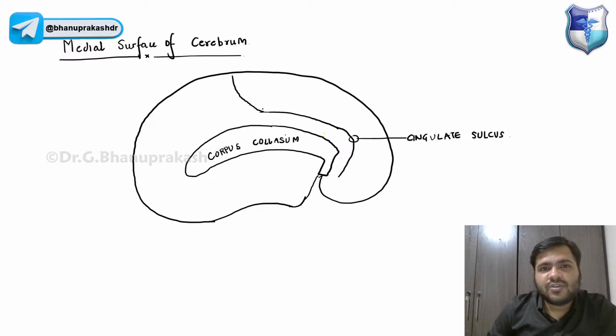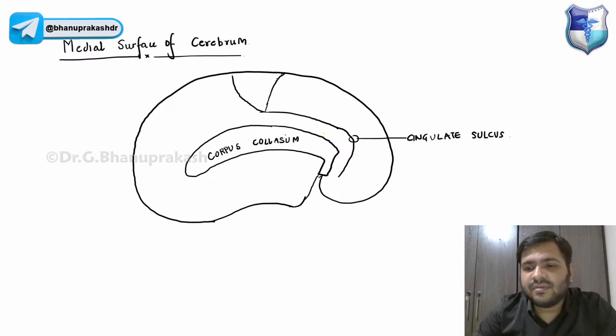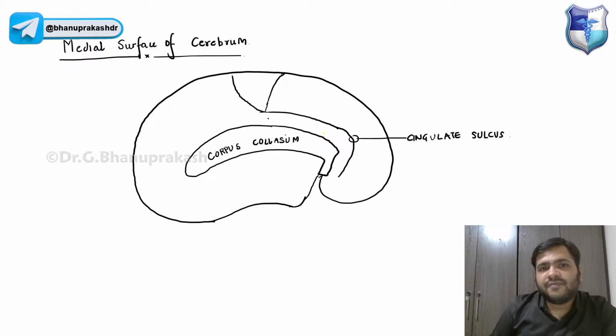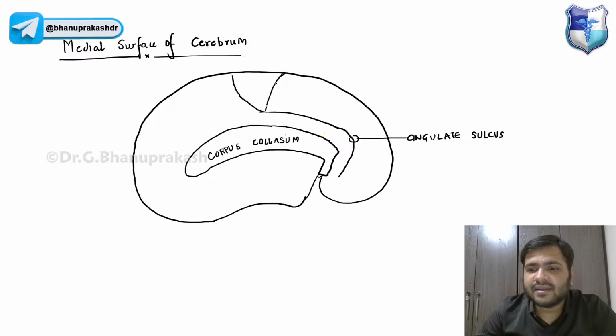Yes, so it's dividing into two, guys, like this. The two arms are like this. These are the two limbs of the cingulate sulcus. So remember, guys, this cingulate sulcus is running parallel above the corpus callosum, and basically it is dividing like this, right?